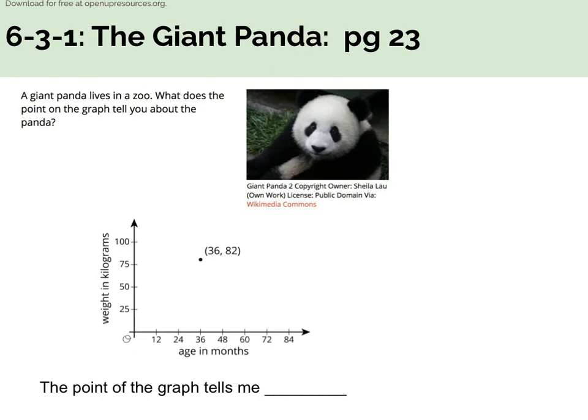So let's go ahead and go into lesson 3. We're on page 23. This is a giant panda that lives in a zoo. What do the points on the graph tell you about the panda? Go ahead and write that on page 23. What does 36, 82 actually mean? So pause, answer that question, and then come back to me.